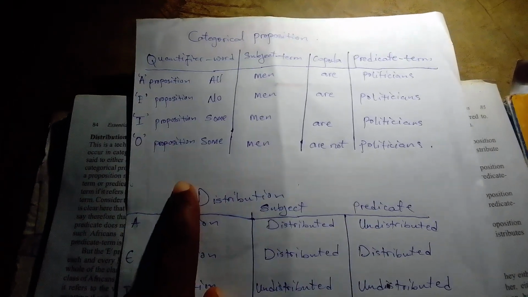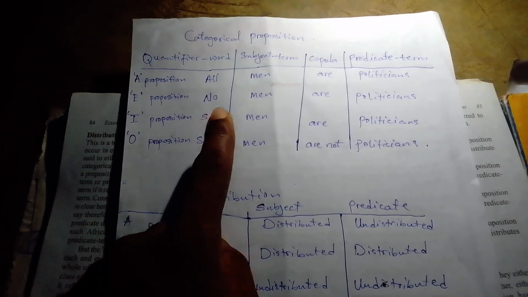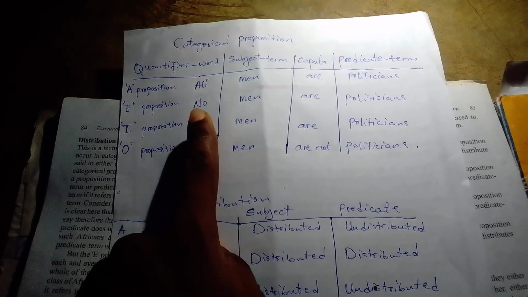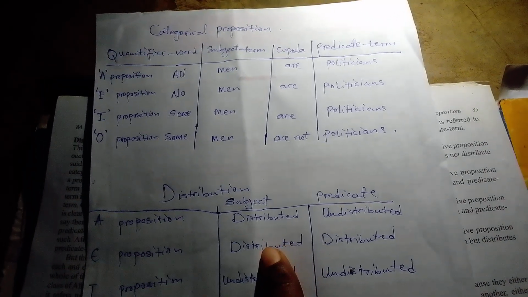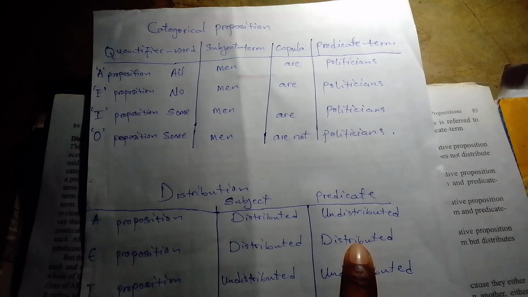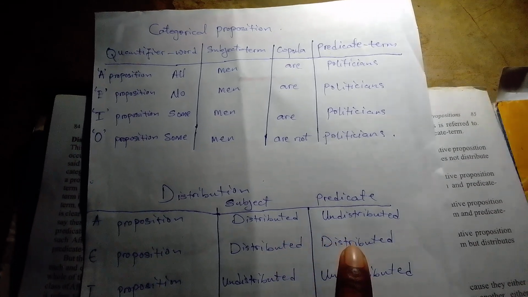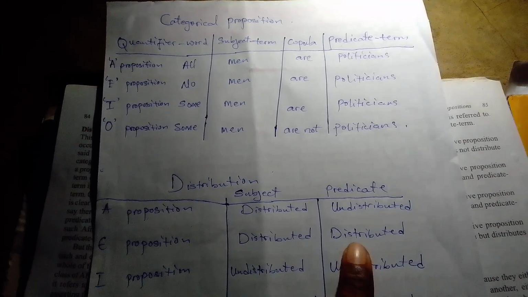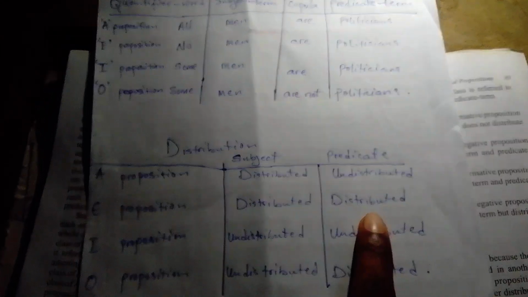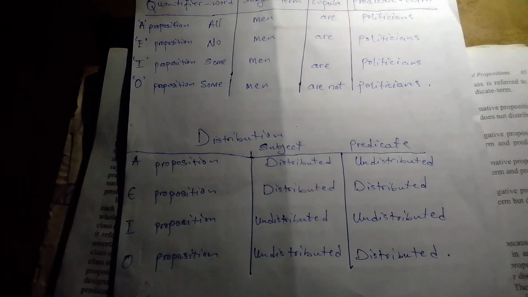But anytime you go to E proposition, which is universal and also negative, you see that both the subject term and the predicate term are distributed. So any statement that starts with no, both terms are distributed.